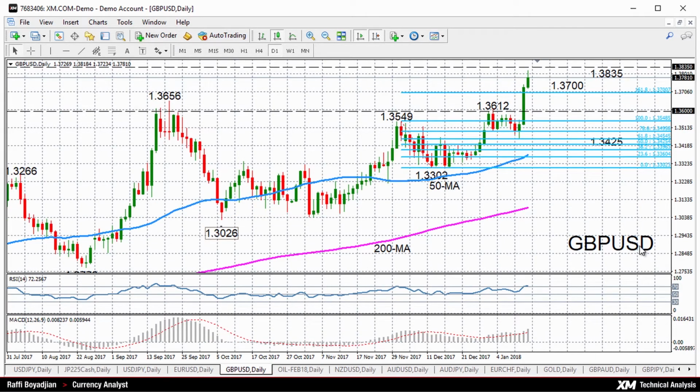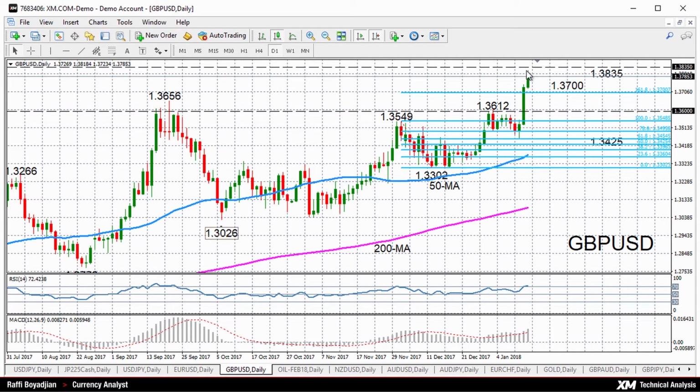Let's move on to pound dollar now. It's a very similar picture to the euro. It's looking very bullish. RSI though has crossed into overbought territory, so the rally could be coming to an end, or we could see some near-term correction or consolidation. Prices did break above the 1.37 level for the first time in 1.5 years.